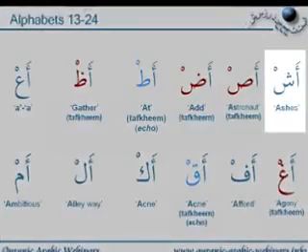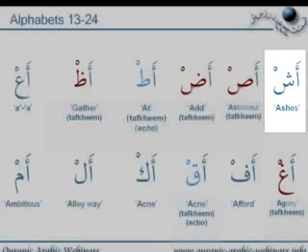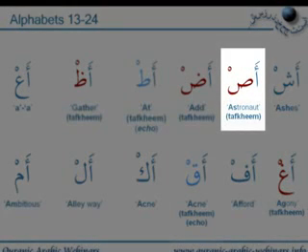Then we come on to the sheen. That's quite simple. It's simply ash, as in the English word ashes. And the next two are a bit more difficult.